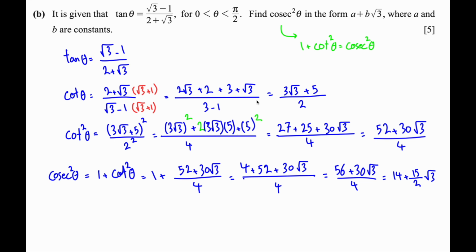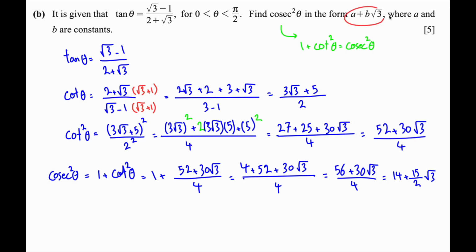In part B, it is given that tan theta equals this fraction where theta is between 0 and pi over 2, excluding those values. Find the cosecant square theta in this form. Now, if you recall, I can write cosecant square theta as 1 plus cotangent square theta. The reason I did this is because tan is also linked to cotangent. Basically, cotangent is nothing but the reciprocal of tangent. And that's what I did here. I swapped the numerator and denominator.